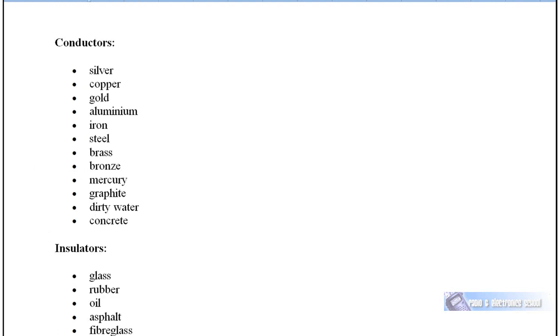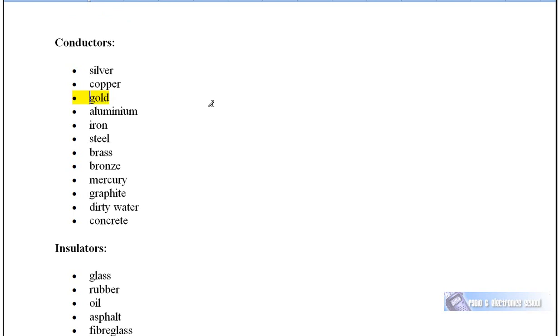On screen I've got a list of conductors and insulators. I'll scroll down so you can see all the insulators shortly, and I thought I'd highlight the ones that you really need to be aware of for assessment purposes. Probably the best conductor in the conductors list would be gold.